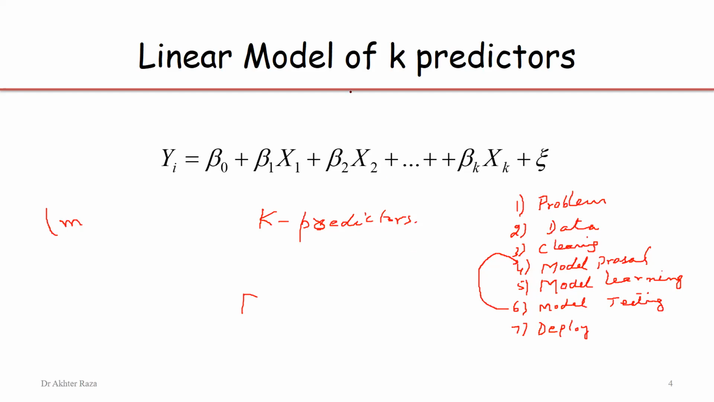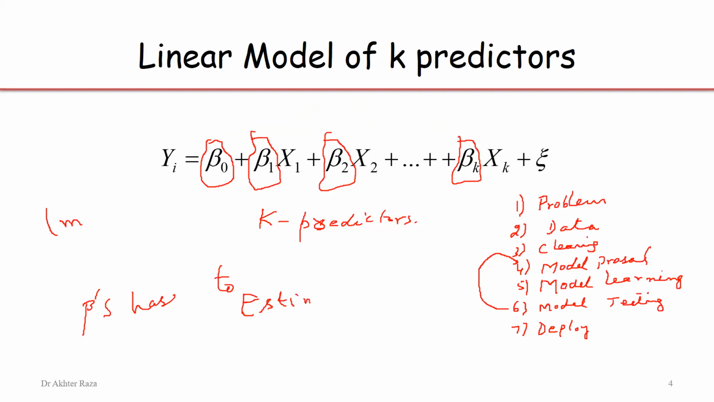So this step which I am showing here is model learning. What do we have to do in model learning? In model learning, we have to estimate these betas with the help of the data set. This process is called linear model learning, right? So how can we find out the betas? Model estimation. Estimation can be done by a method known as the least squares method.